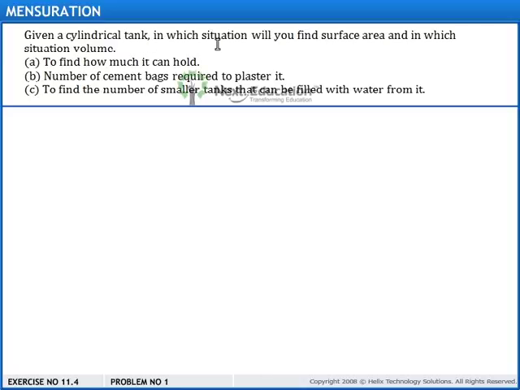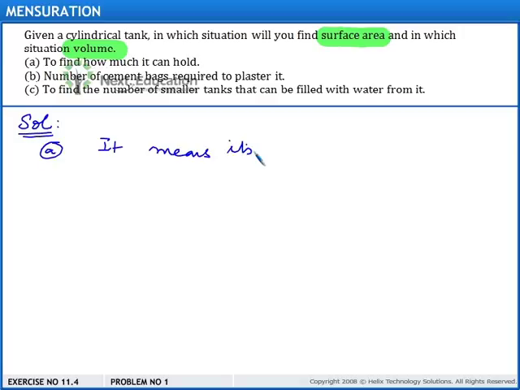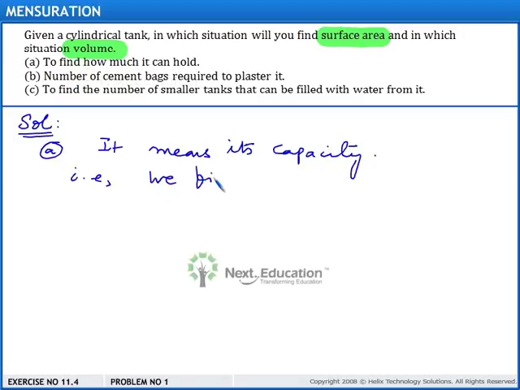Cylindrical tank, in which situation will you find the surface area and in which situation we find volume? Let's see the solution for these problems. In the first part, the question reads, to find how much it can hold. It means its capacity. That means we are talking here about its capacity. That is, we find volume in this situation.